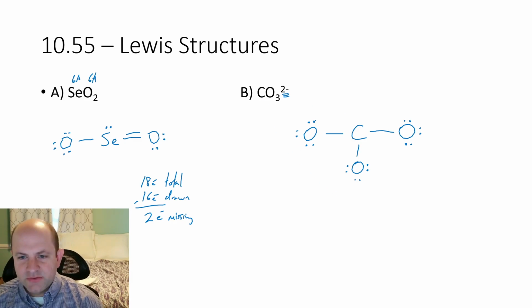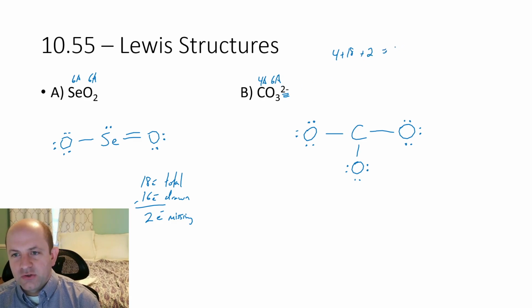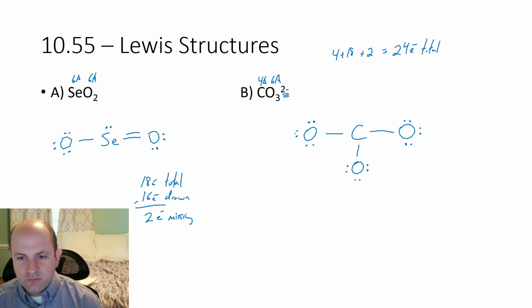Step 3 is where we count. So we say, okay, carbon is under 4A, oxygen's under 6A. So that's 4 plus 18 is 22. But to get a -2 charge, we have to add 2 electrons there. So that's 24 electrons total. We look and draw, we have 2, 4, 6, 8, 10, 12, 14, 16, 18, 20, 22, 24. We have the 24 drawn, which means we're not missing any, so no dots to draw.